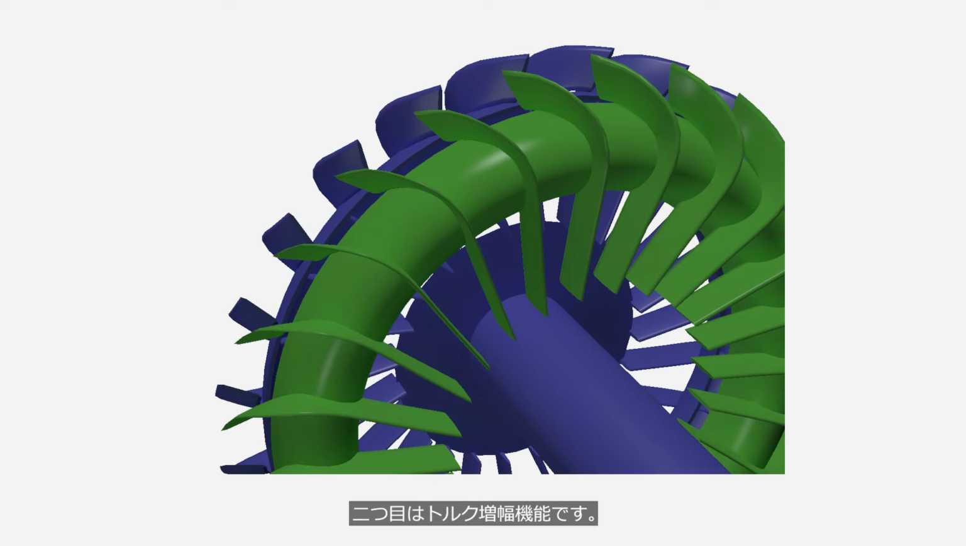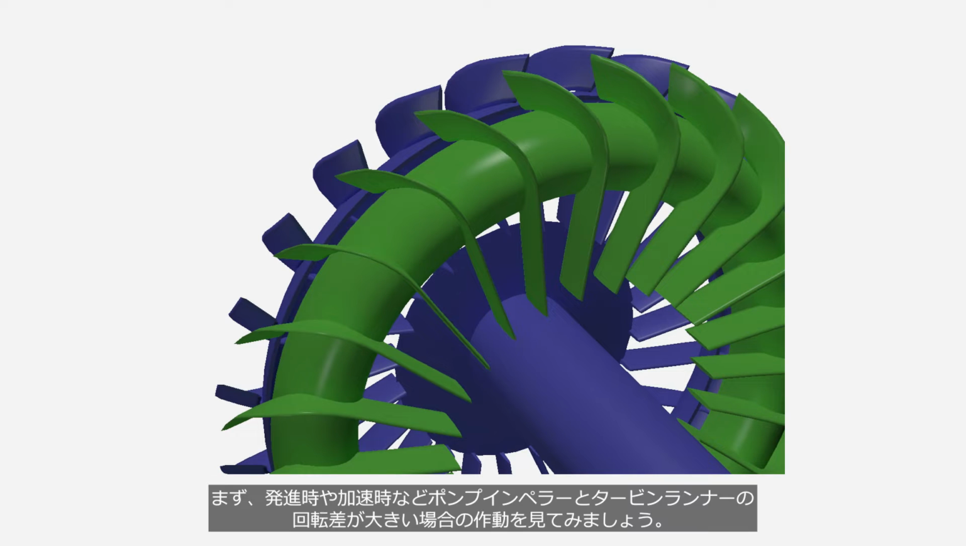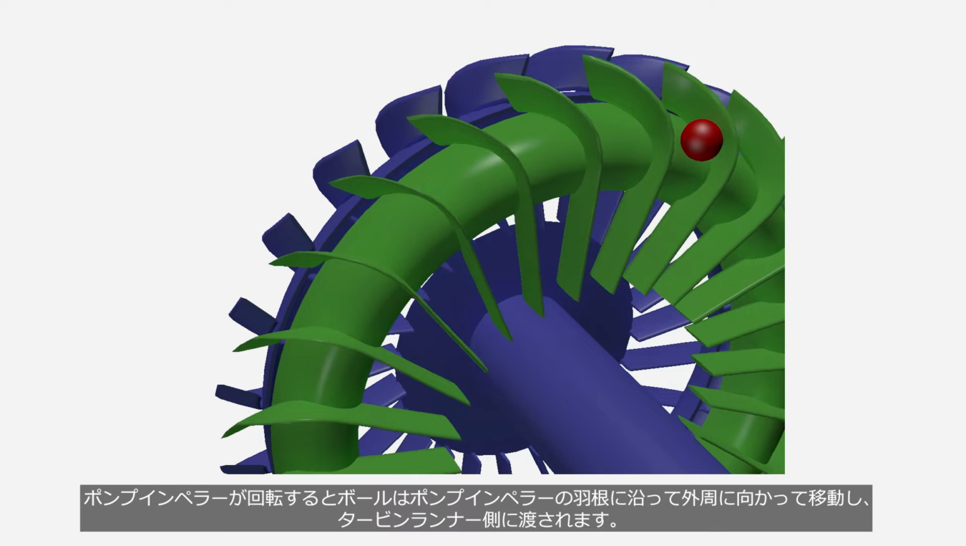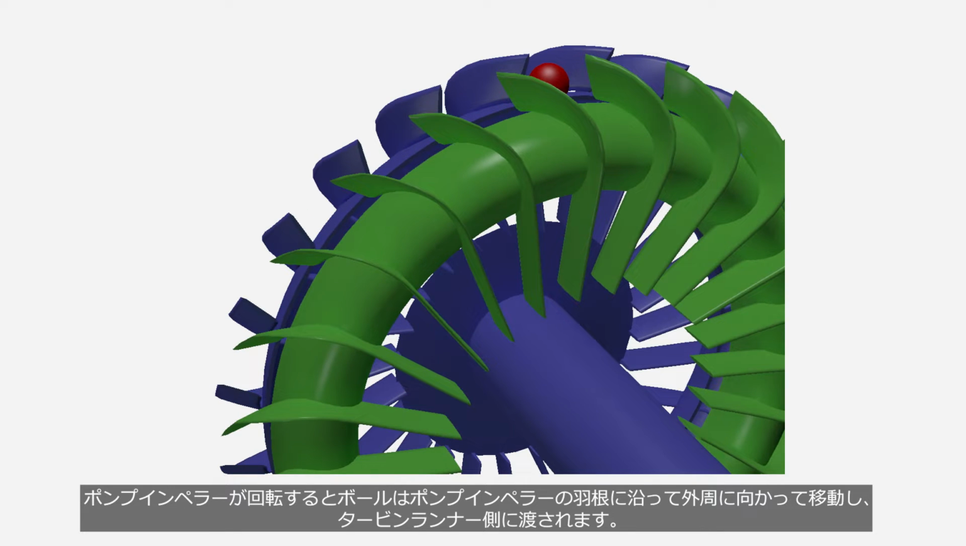Another function is torque amplification. First, let's observe the operation in cases where there is a significant difference in rotation speed between the pump impeller and the turbine runner, such as during launch or acceleration. For easier understanding, let's use a red ball instead of the ATF to explain. When the pump impeller rotates, the ball moves outward along the blade of the pump impeller, and then is transferred to the turbine runner side.